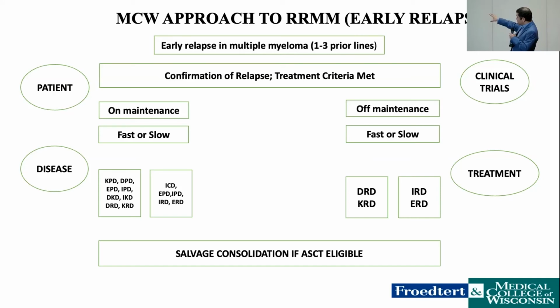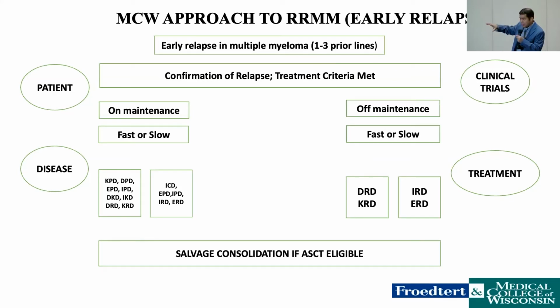So just to give you a brief synopsis of what we do at the Medical College of Wisconsin. First, when you have an early relapse, you confirm there is a relapse. There is a test that we do by blood test and maybe even by bone marrow if needed. And then you see whether the patient is on maintenance or not. As you know, the most commonly used maintenance is Revlimid maintenance. So if somebody is relapsing on maintenance, then you definitely don't want to use a regimen containing Revlimid, even though there are a lot of things that are approved on that.